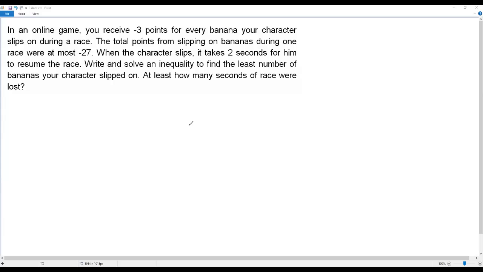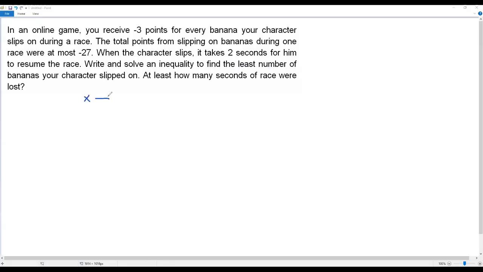When the character slips, it takes 2 seconds for him to resume the race. Write and solve an inequality to find the least number of bananas your character slipped on. At least how many seconds of race were lost? Okay, so first thing is to find the least number of bananas that our character slipped on.